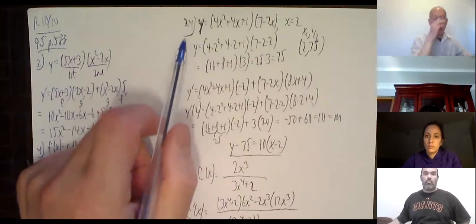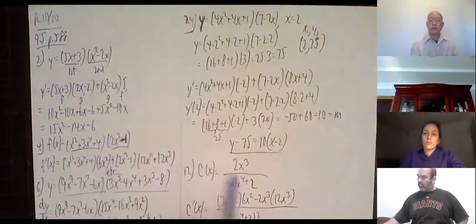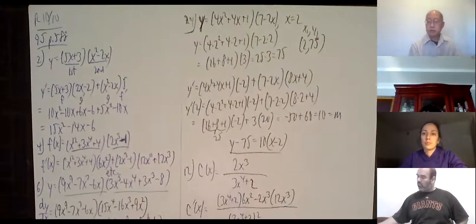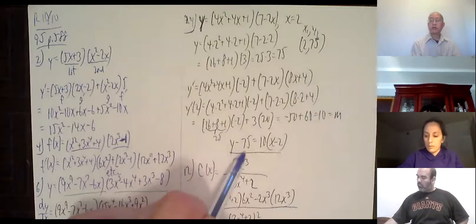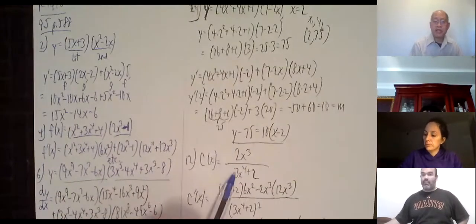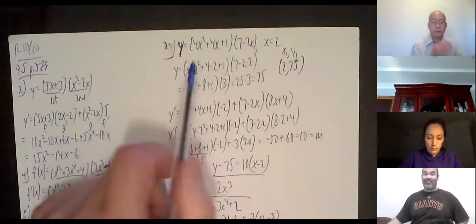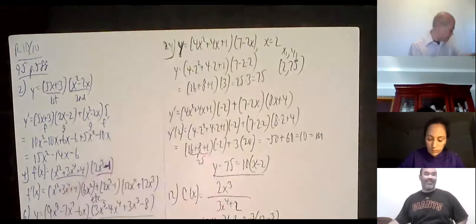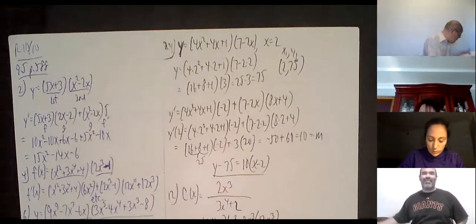So I'm jumping to 24. So what happened to all the in-between ones? They're quotient rule. So after I do 24, then I'll show you the quotient rule. What happens when you have something divided by something? All right, so y is 4x squared. Oh, let me check that.